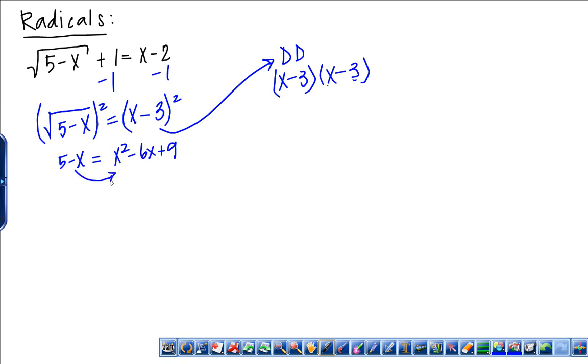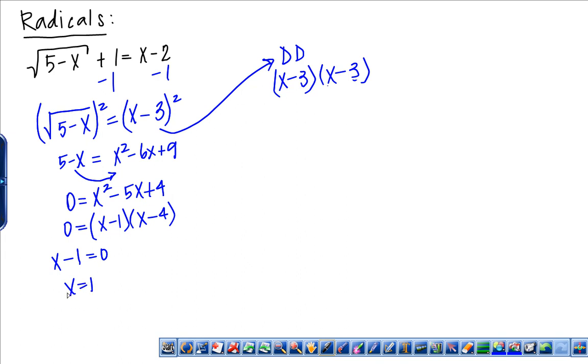So I move everything over here. So this is going to be 0 equals. And the only reason I'm moving it to the right is so that everything's positive. So this is going to be x squared minus 5x, and this is going to be plus 4. And it looks like I can go ahead and factor this really easy. This is going to be x minus 1 and x minus 4. Set each thing equal to 0 and solve. That's going to be a 1. And x minus 4 equals 0. That's going to be just 4.